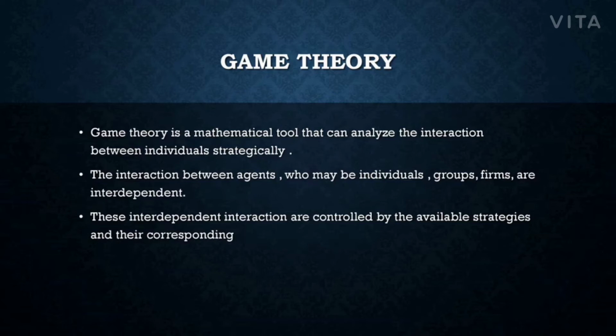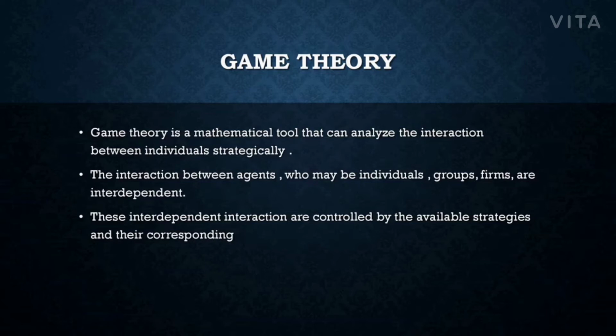Strategies are very important while playing the game. If you play cards, an exact strategy can be the success of the game. Game theory is nothing but an algorithm which cracks the algorithm and reaches the final state. So these are the interdependent interactions.